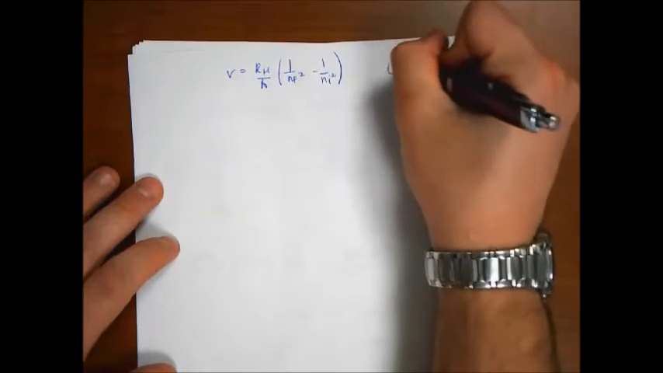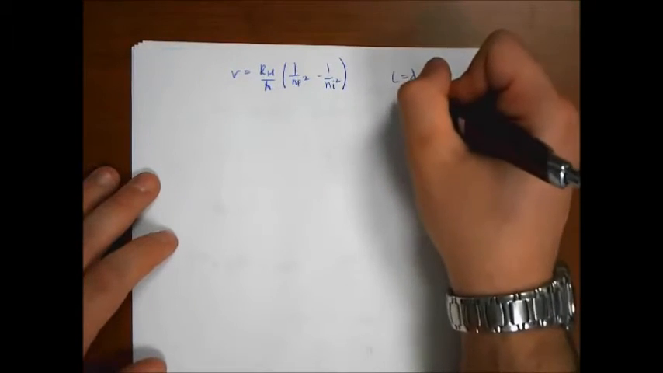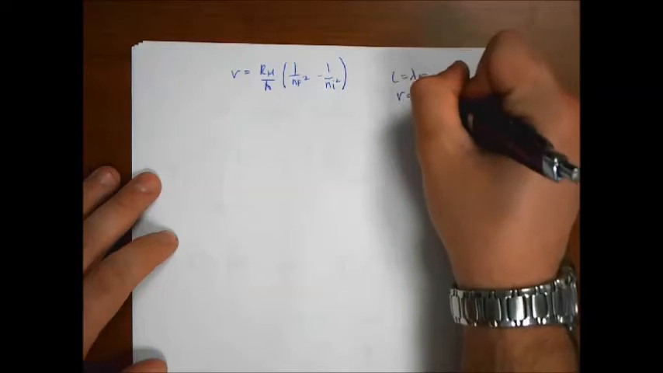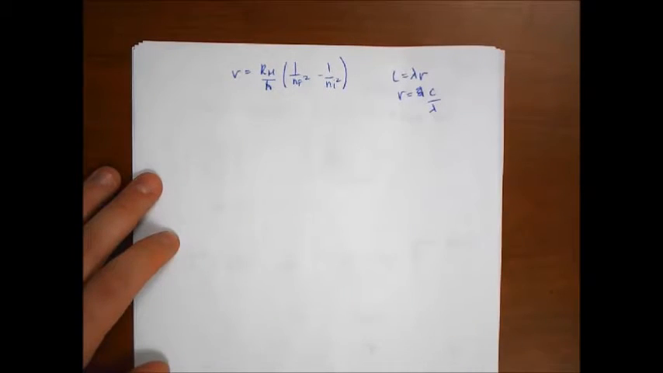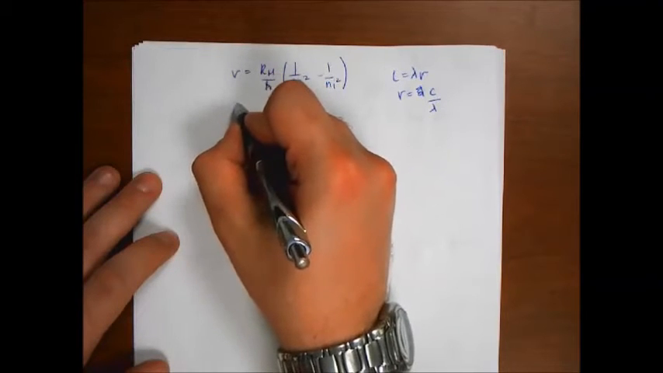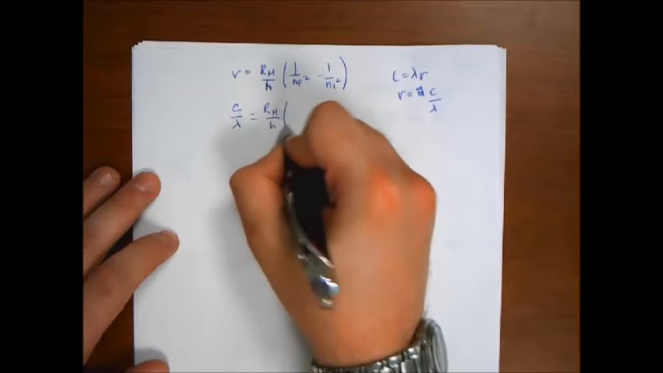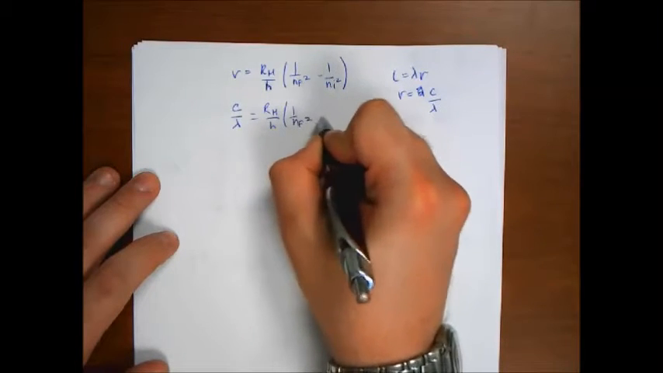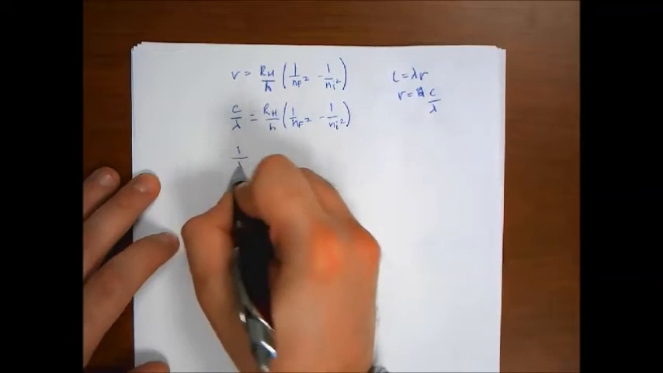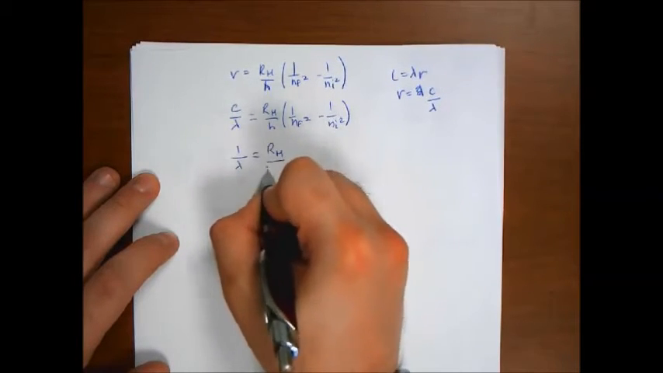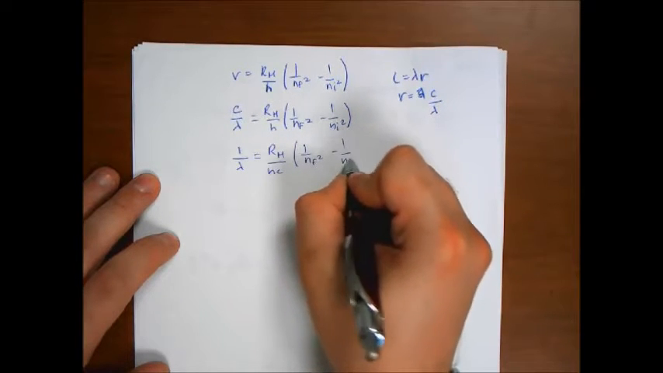And we know that c is equal to lambda times the frequency. So if we get frequency, we can say that that is equal to c over lambda. So we can just rearrange this and then plug that in. So c over lambda is going to equal R_H over h, 1 over n_f squared minus 1 over n_i squared. And then we can bring the c down to get 1 over lambda is equal to R_H over hc, 1 over n_f squared minus 1 over n_i squared.